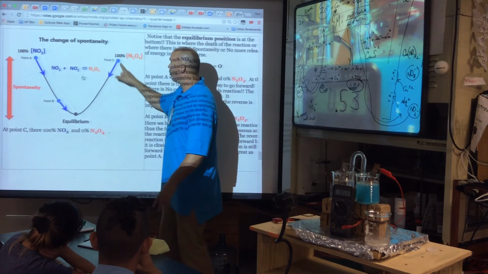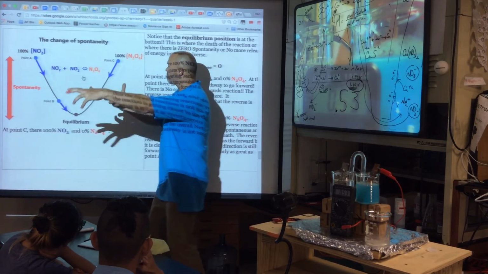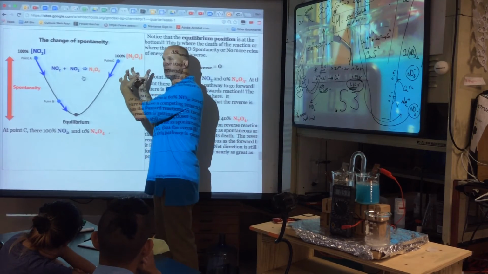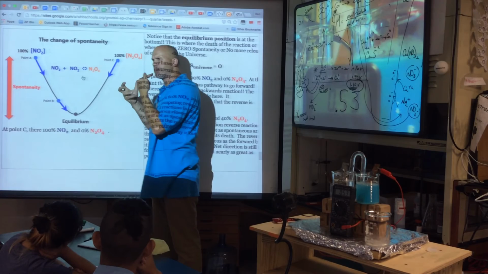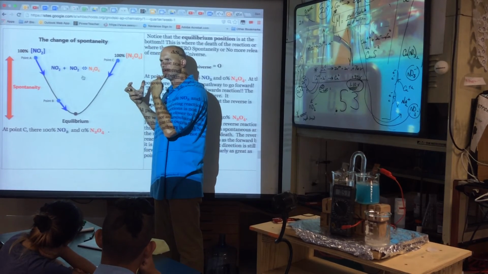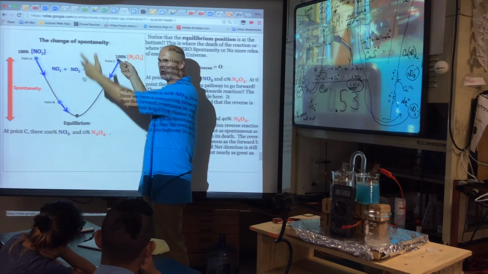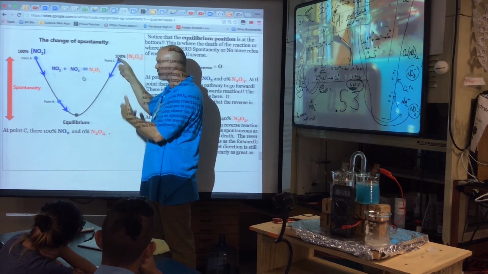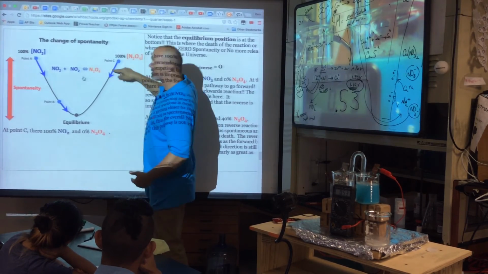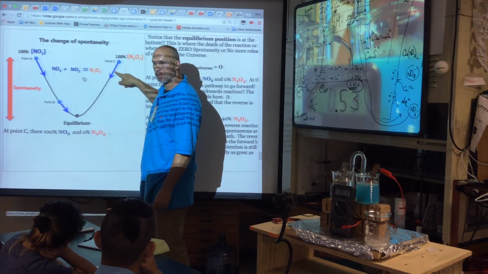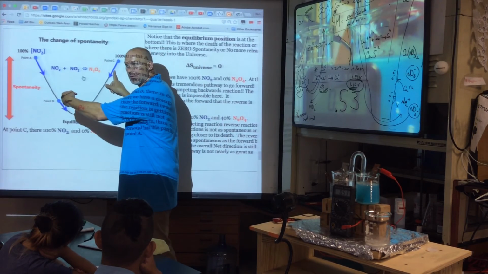Now, what is point C? What if I take 100% of the clear gas? Is the reverse reaction possible? If I have 100% N2O4? Well, no, because there's no NO2 to come back. There's no competition. So at this point, I'm very spontaneous in the reverse, which means the forward is right.